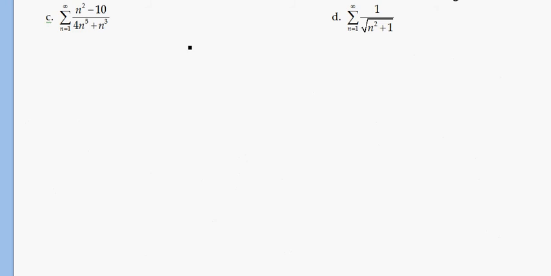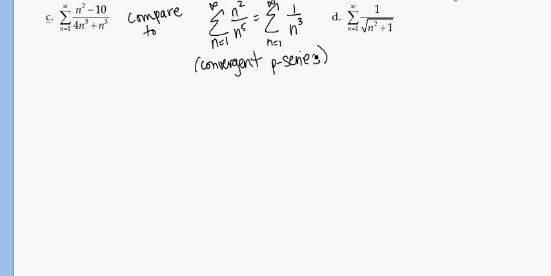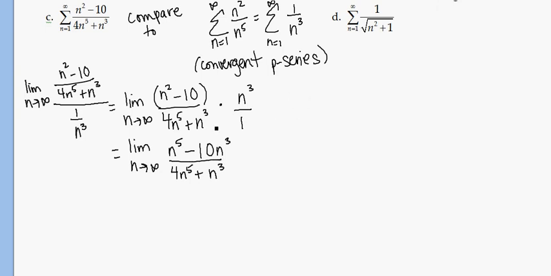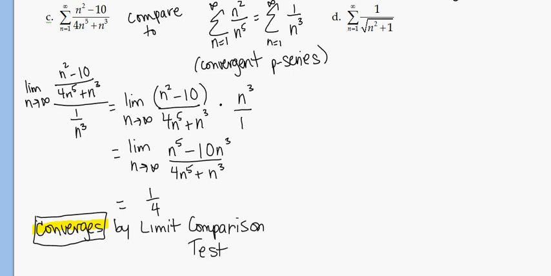Okay, trying to be mindful of time, I'm going to again write a lot of this while you're not watching. So pause it and maybe try this problem on your own and see if you can get the same thing that I get. So we compare to the convergent p series 1 over n cubed. Remember when you're evaluating this limit that you do have to distribute the n cubed in the numerator. So we get a limit of 1/4. And so our series also converges by limit comparison test.